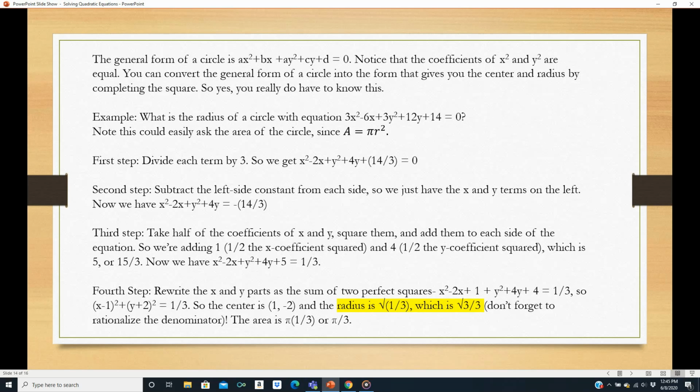Either way, in this case, the area is pi times 1/3, which is going to be pi over 3, because when you square the square root of 1/3, you just get 1/3, then you multiply by pi, so you get pi over 3.